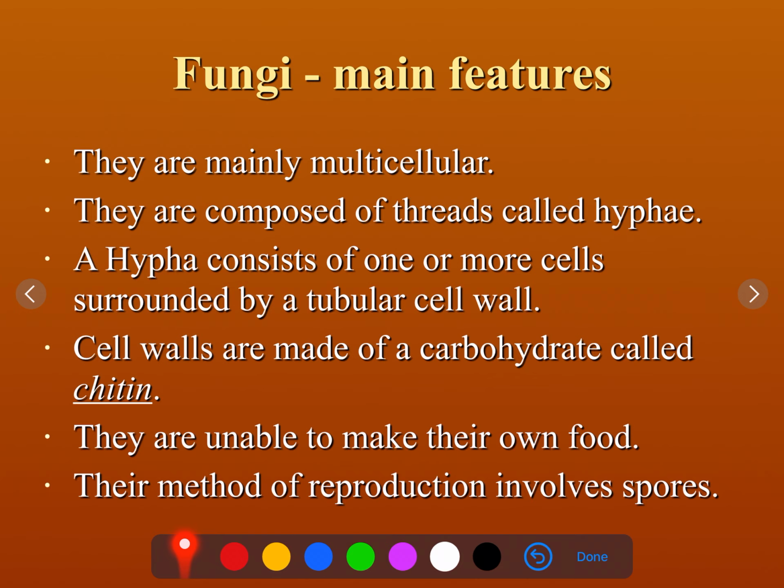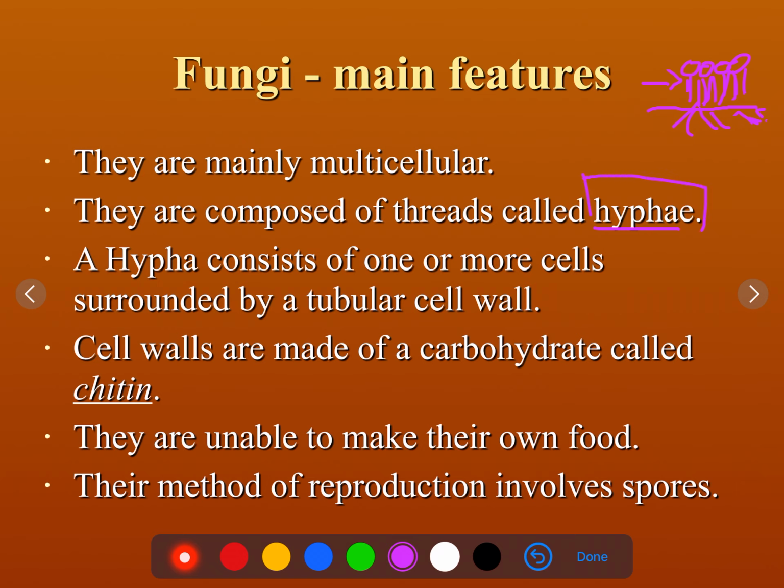So fungi's main features, they're mainly multicellular, and there's a whole chapter based on fungi and an experiment and all that as well, which hopefully we'll manage to do at some stage. They are composed of threads called hyphae. What that means is, say we have a surface here, say on bread, bread mold for example, you have loads of these little threads, and if you look really closely at mold, you'll actually see it. Then the roots go in underneath like that, and they have these round things on the top like that. But those threads there, because they're so thin, are called hyphae. We'll be looking at those again.